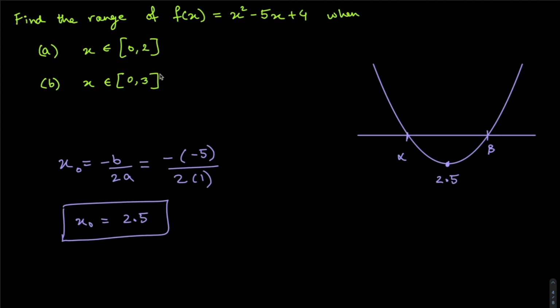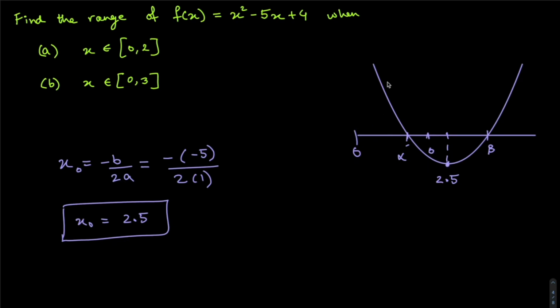So now I look at the restricted domain. My restricted domain tells me to find the range from 0 to 2. If this is 2.5, 0 is somewhere around here. It's not going to be here, it's going to be past this. 0 might even be here. It doesn't matter, but it's beyond. Let me create a dotted line here. So it's before this vertex, before the turning point.